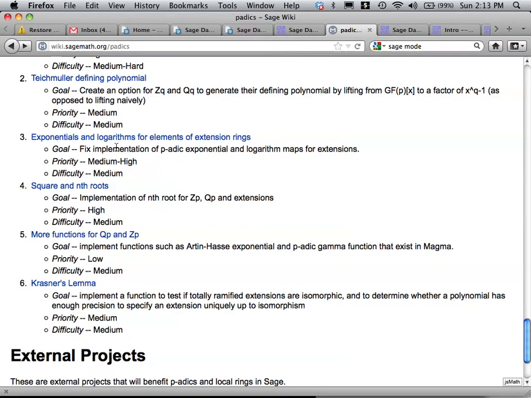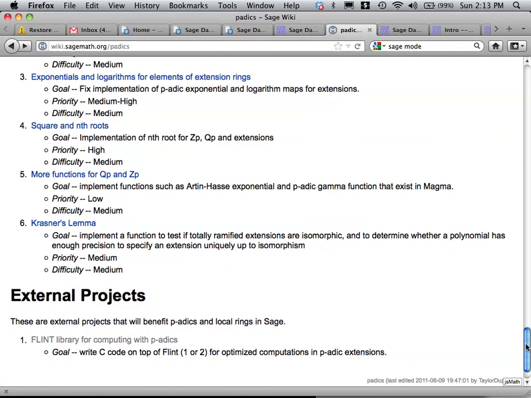One of the things that it would be nice to have is the ability to tell if two extensions are isomorphic. It's for totally ramified extensions. So this is just Krasner's lemma, just going and remembering exactly what the math says and implementing it. That might be related to Hensel-Lipton. With proper Hensel-Lipton. Yeah, quite possibly. You have a close-up approximation. So in case that you cannot just do it.